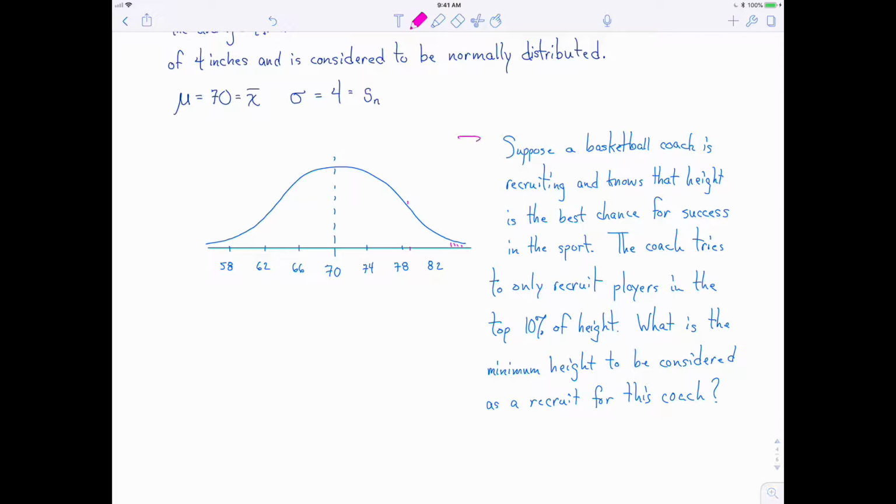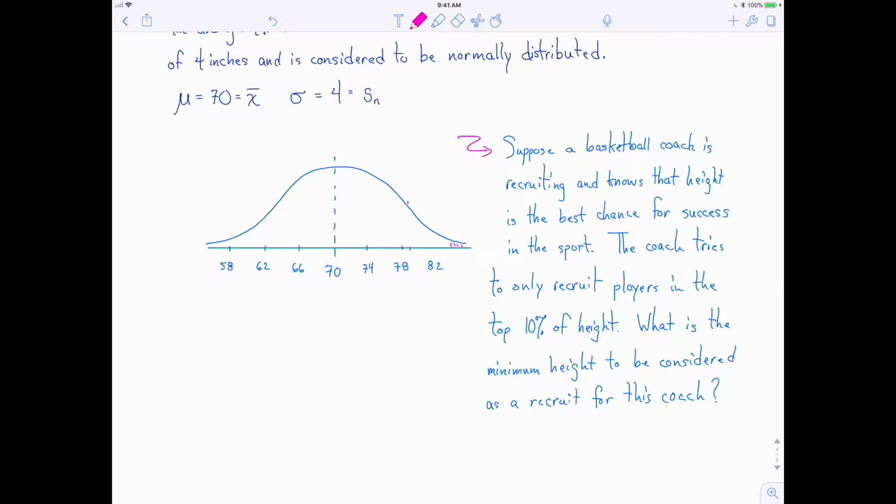So here's our example. It says, suppose a basketball coach is recruiting and knows that height is the best chance for success in the sport. The coach tries to only recruit players in the top 10% of height. What is the minimum height to be considered as a recruit for this coach? Well, that's what we're going to find out.